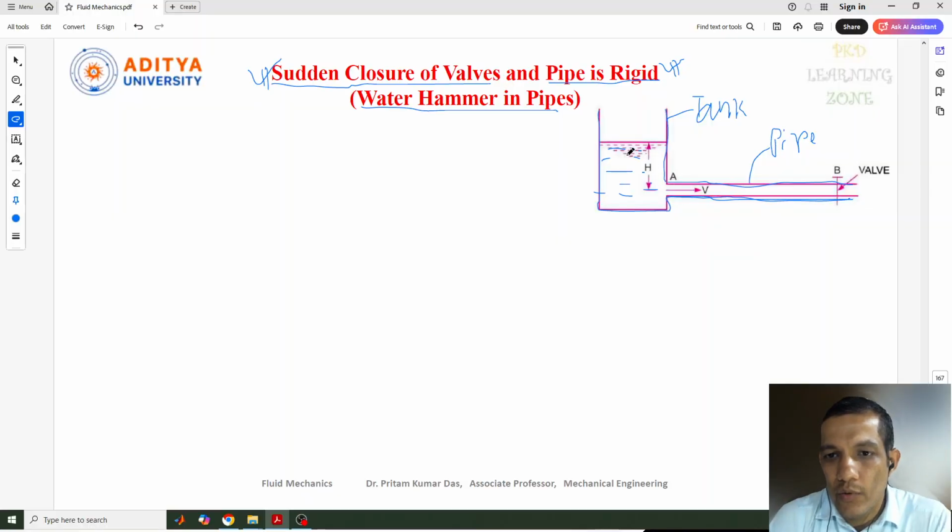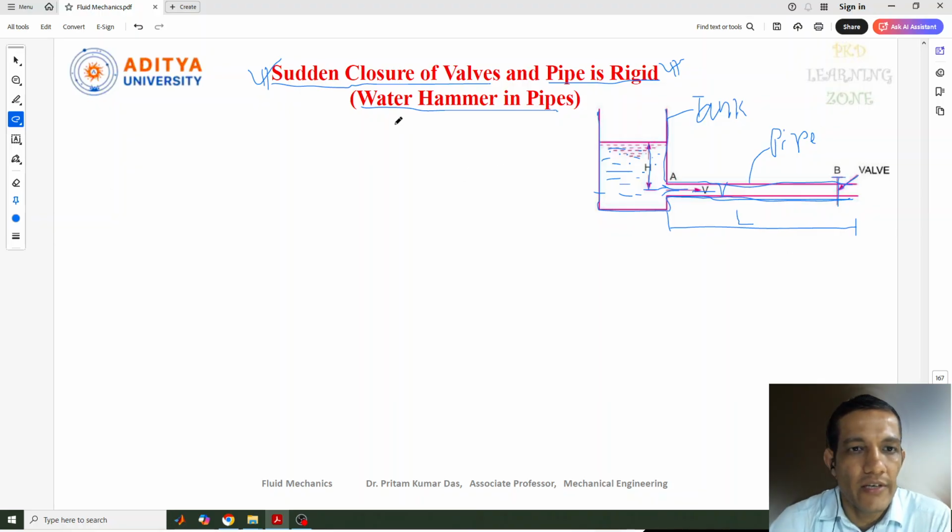The water present in this large tank will start flowing through this pipe. When the fluid is flowing through this pipe, the velocity is considered V, the diameter of the pipe is D, and the total length of the pipe from inlet to outlet is L. At the end of the pipe, a valve is connected to regulate the fluid flow. So this is the valve, and this is H. This is all about the diagram.